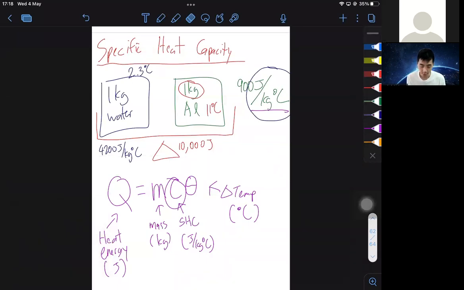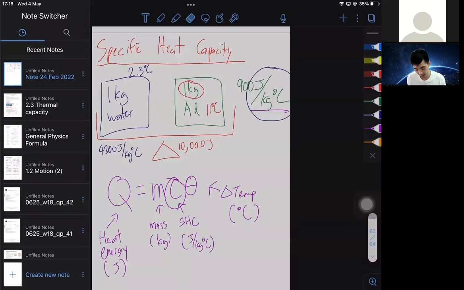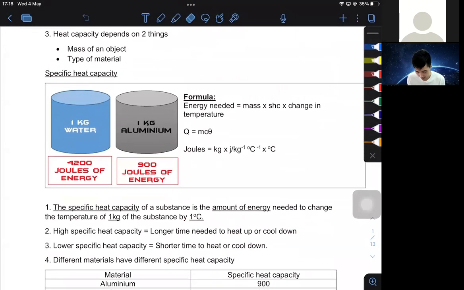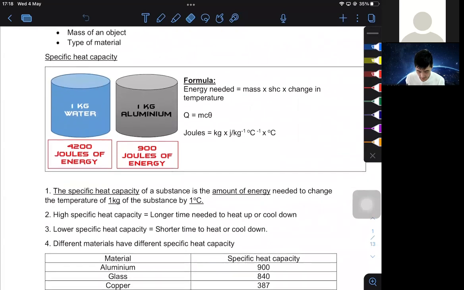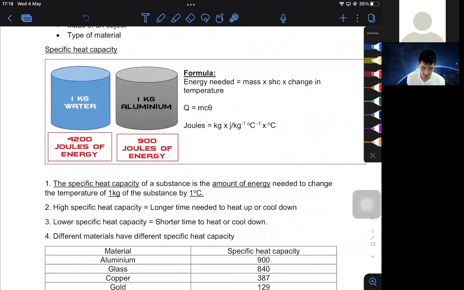Right. If you have no questions, then looking at the notes itself, this is the important part. It's basically everything I mentioned, just in a more structured format. Specific heat capacity: different materials will have different specific heat capacities. 1 kg of aluminium will require 900 joules of energy to heat up. 1 kg of water will require 4,200 joules of energy to heat up by 1 degree Celsius. The energy needed equals the mass times the specific heat capacity multiplied by the change in temperature. The ultimate formula that you should remember is Q equals mc theta.